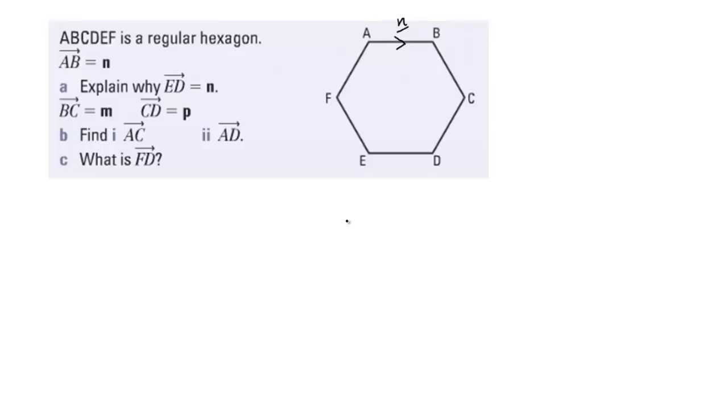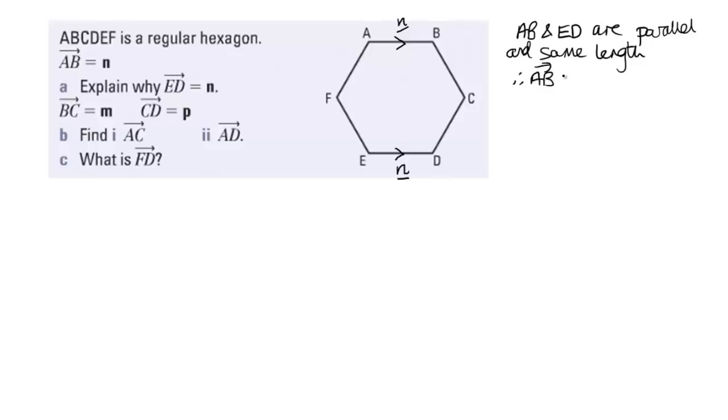And from what we've said earlier, if vectors are parallel and the same length, then they are equal vectors. So answer A is very simple. ED is vector little n because it's parallel. AB and ED are parallel and the same length. So vector AB is equal to vector ED.